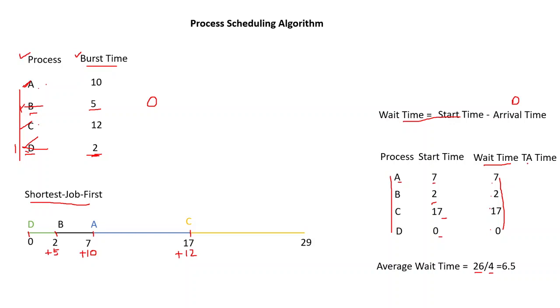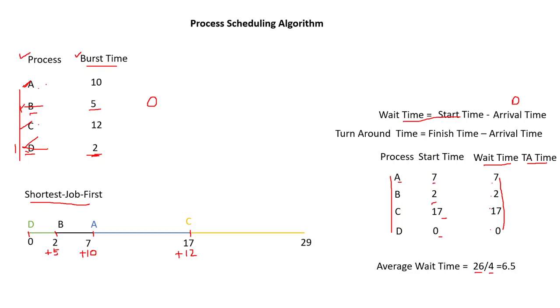Next, we have another thing that is known as TA time or turnaround time. Turnaround time is the time the process took to complete its execution from the time it was first submitted into the ready queue.